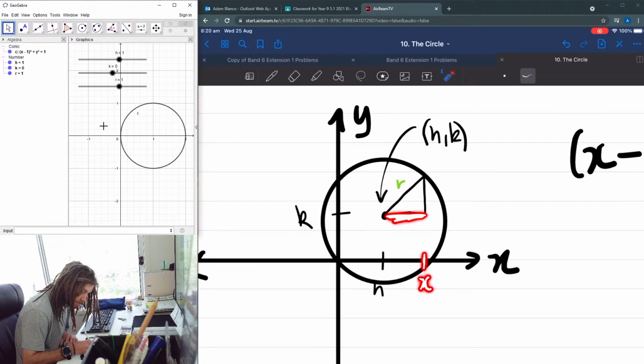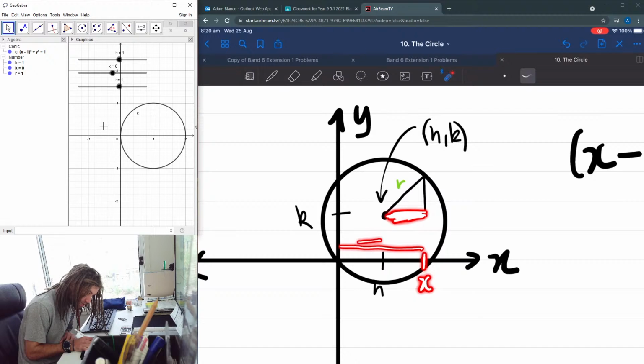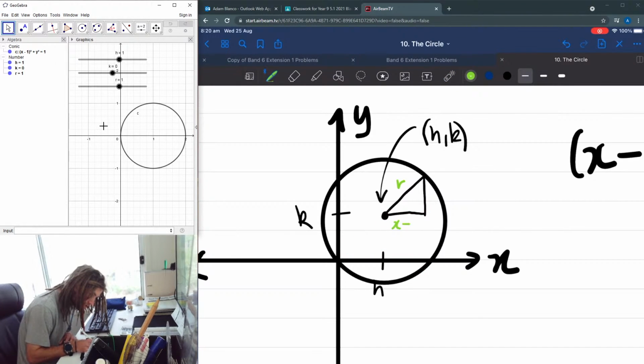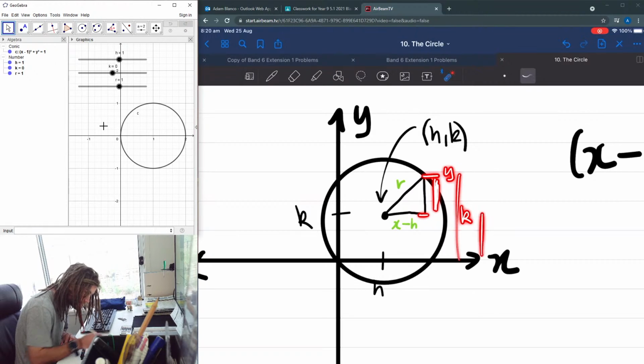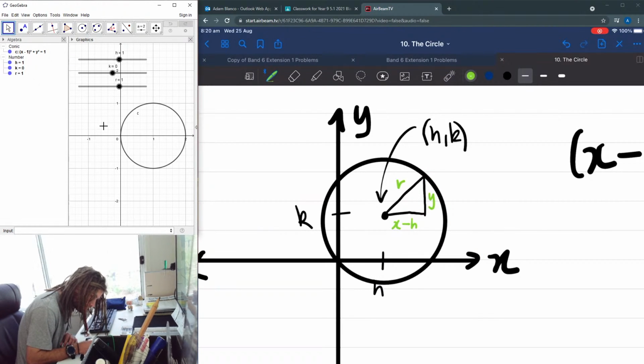This value here is, okay, well, I don't know what that is, but it's my x coordinate. It's going to be x. So I'm looking for this. I have to find this minus this, which is x minus h. So this here is x minus h. Same argument for the other one. If this was the y value and this is k, then this distance is going to be y minus k. So that there is y minus k.